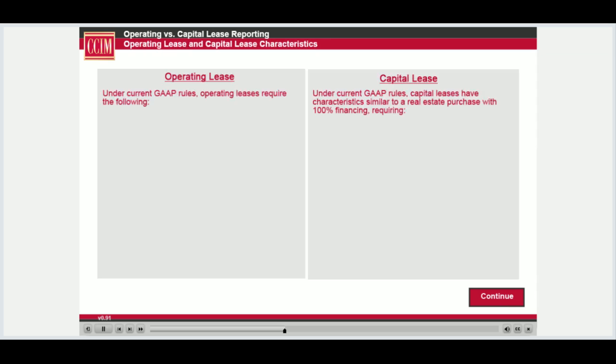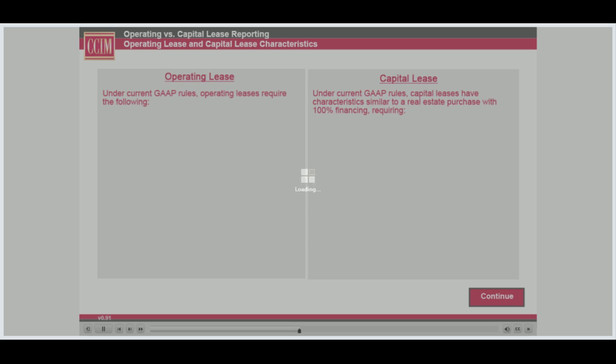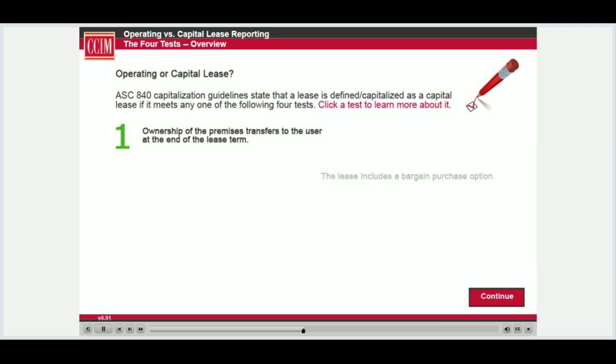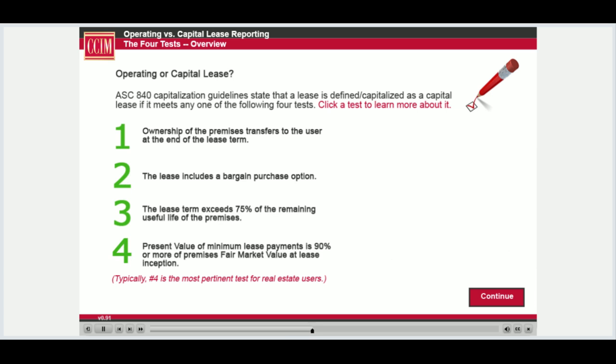Here is an overview of the basic characteristics of operating and capital leases and how they affect users' financial reports. Standardized guidelines determine whether a lease is classified as an operating lease or a capital lease. Auditors use 4 tests to determine whether a lease is a capital lease. Click on any of the tests on the left to learn more about it.